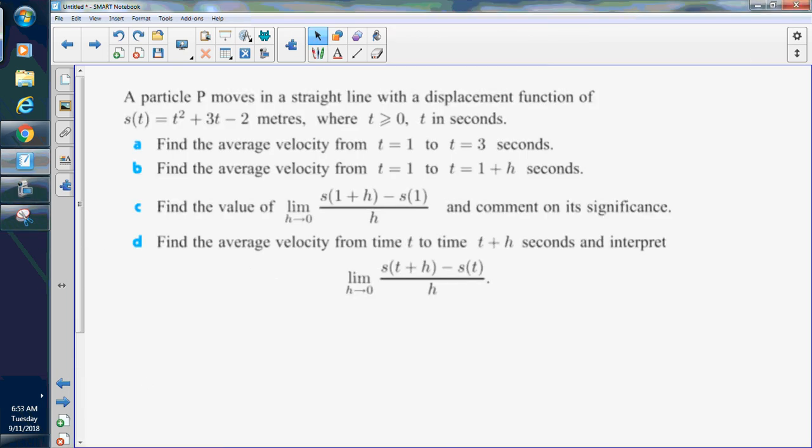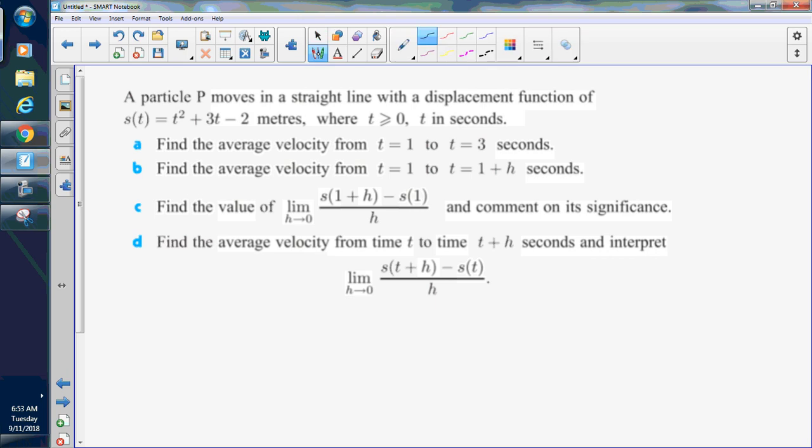In this situation, we have a particle that moves in a straight line with a displacement function of s of t equals t squared plus 3t minus 2 meters, where t is greater than 0, t in seconds. Part A: find the average velocity from t equals 1 to 3. Part B: find the average velocity from t equals 1 to t equals 1 plus h. Part C: find the value of the limit of s of 1 plus h minus s of 1 over h and comment on its significance.